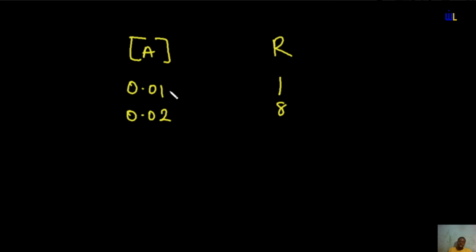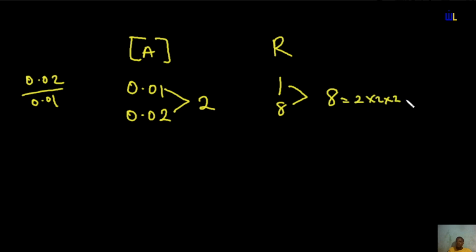So let's consider this. The factor of increase here is 2. How did you get the factor of increase? You simply did the final divided by the initial, which is 0.02 divided by 0.01. So this is 2. Then the factor of increase here is 8 over 1, which is 8. Now, the factor of increase is not the issue. The point is, how many times did you multiply these 2 to get this 8? That is what is going to give you your order of reaction. So what do we do? We'll do 2 times 2 times 2, and that is going to be 2 raised to power 3, which means the order of this reaction is 3, basically.